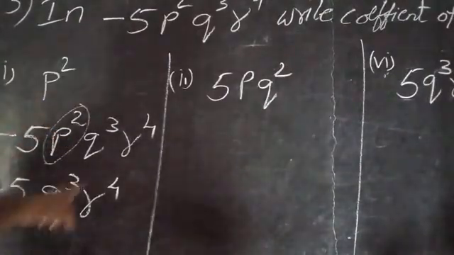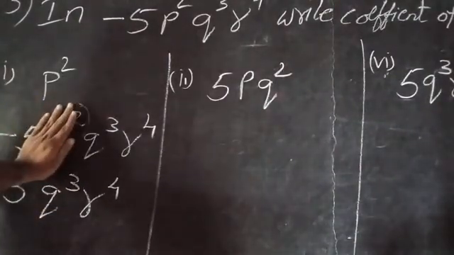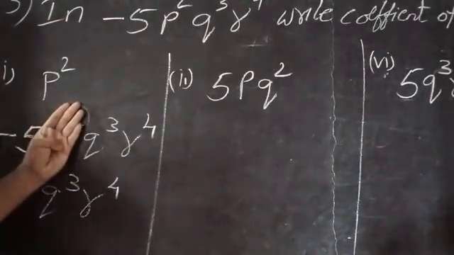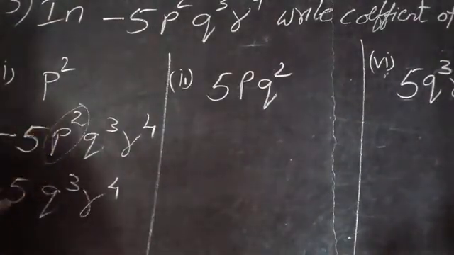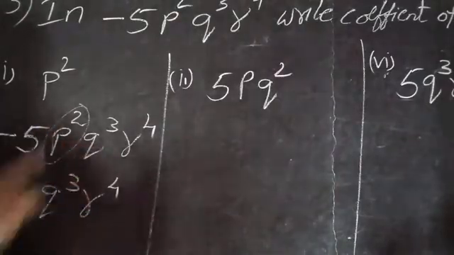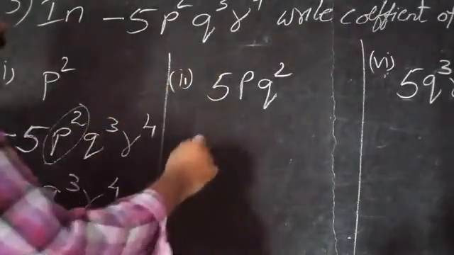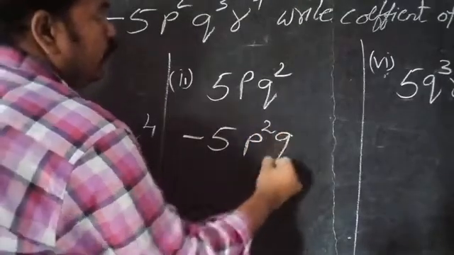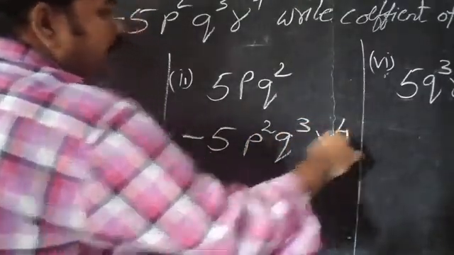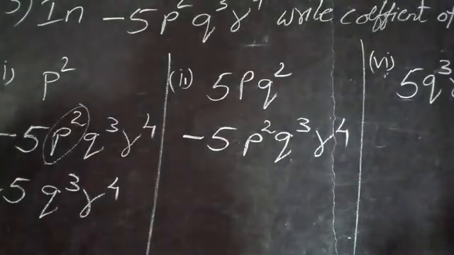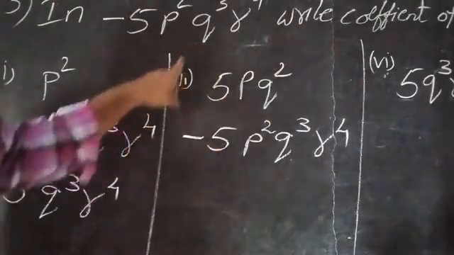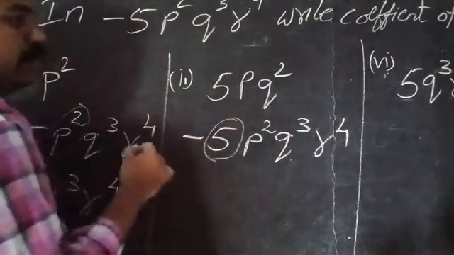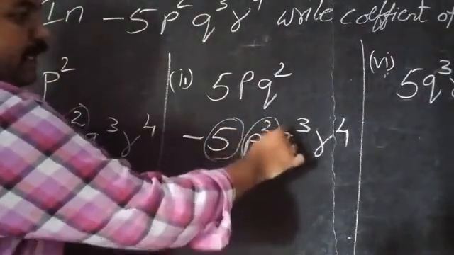In this term, they ask the coefficient of p square. So close that p square. Take out that p square, and the remaining part is minus 5, P is not there, q power 3 r power 4. See this question: minus 5 p power 2 q power 3 r power 4. Here, close that 5, close that p and close that q.